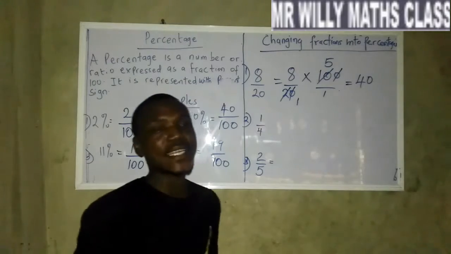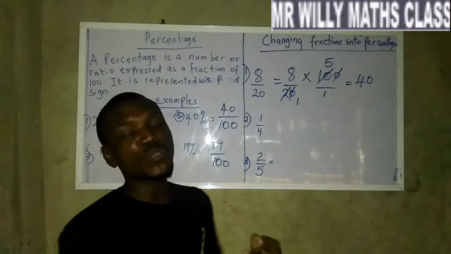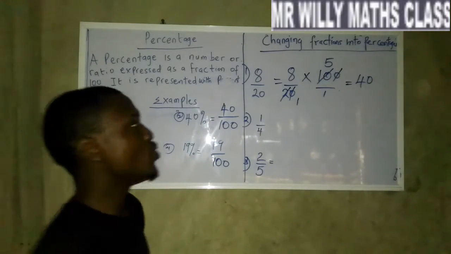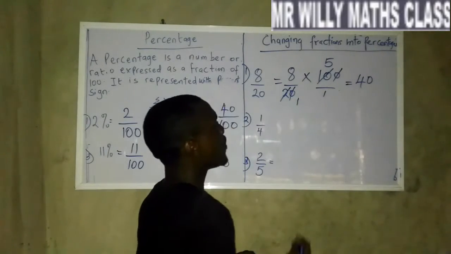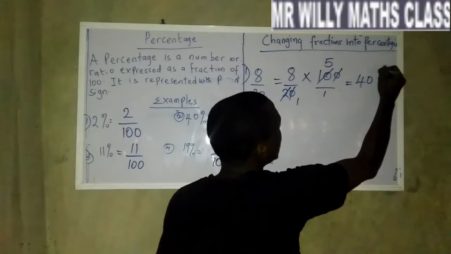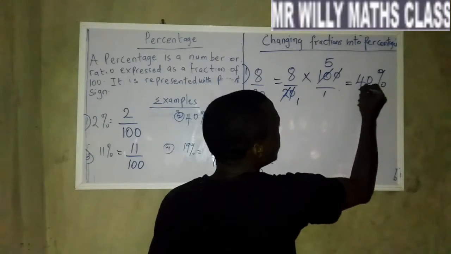Do not forget that I said earlier that a percentage comes with a special sign known as percent. Now, you need to include the sign, so it will indicate that this number has been converted to a percentage. That is 40%. This is the percent sign now, 40%.